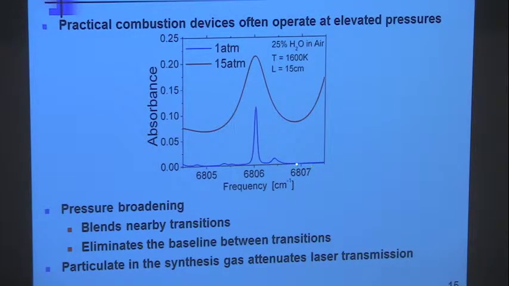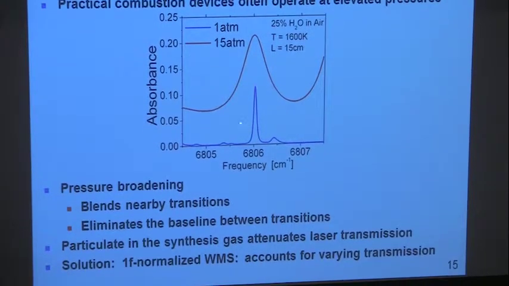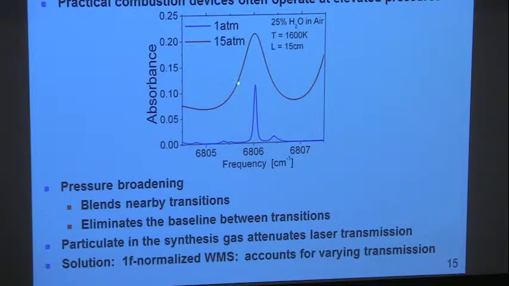If you could tune the laser into the wings, like in this case here, even though there is particulate interference, that interference is a constant, wavelength independent. And so we can resolve the gas spectrum even in the presence of particles if there is a baseline. Now, in this case, we can't do that. So that was a challenge for us. And that's really one of the things that forced us towards this 1F normalized wavelength modulation spectroscopy, which basically is looking at the shape of this feature and ignoring the role of the wavelength independent interference that we encountered.